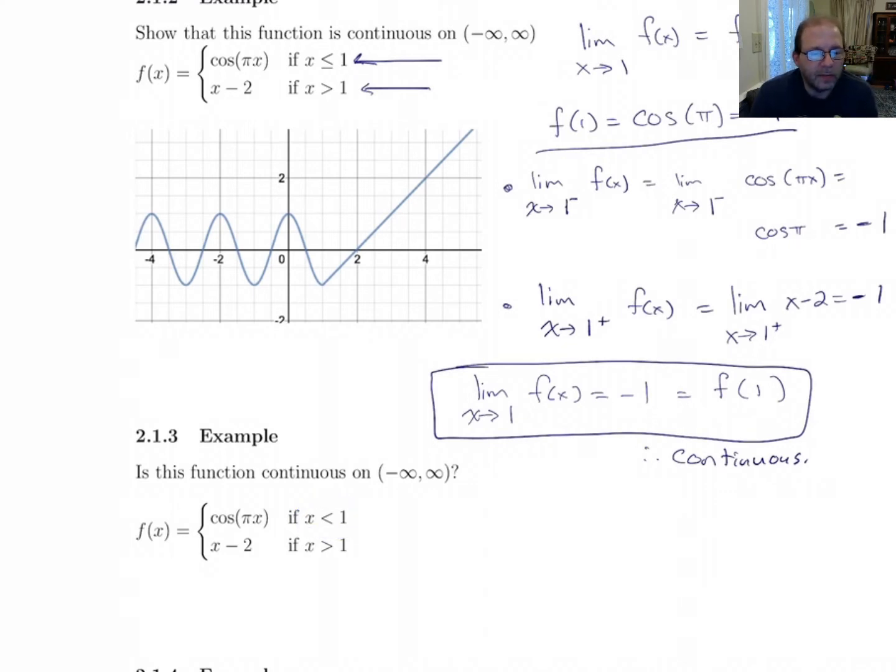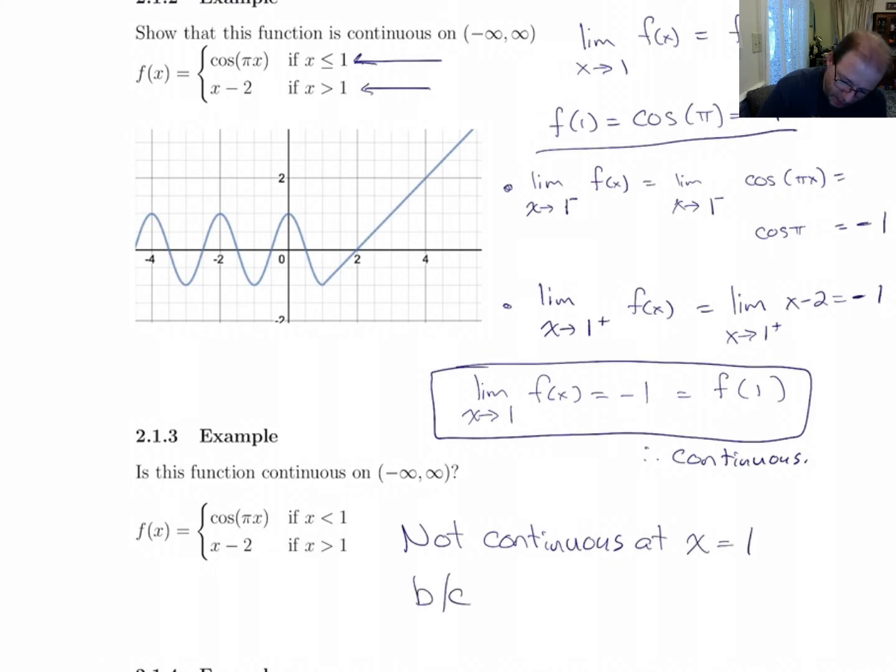We've got this function is defined when x is less than 1, and it's defined when x is greater than 1, but it's not defined when x is 1. So this is not continuous at x equals 1, because f of 1 is undefined. I mean, that's a technicality, but that's enough for us to say this function is not continuous.